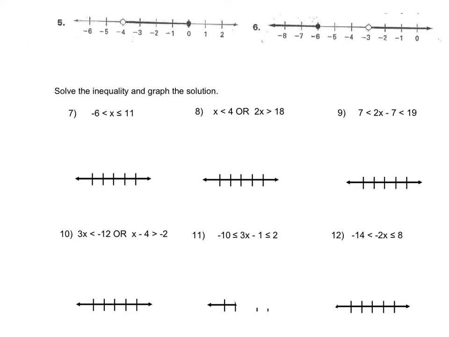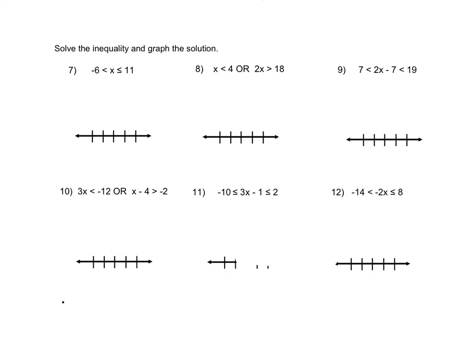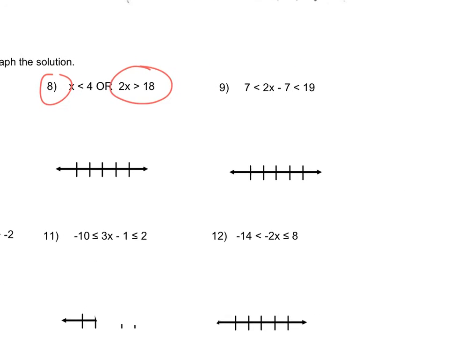Okay, going down to the 9 through 12 section here, where now you're going to solve the compound inequality and then graph it on the grid below. 7 and 8, I'm going to kind of leave to you. This is an AND case, an OR case. There isn't as much to do there, but do check on number 8. It says 2x is greater than 18 right there, so you are going to have to divide both sides by 2.